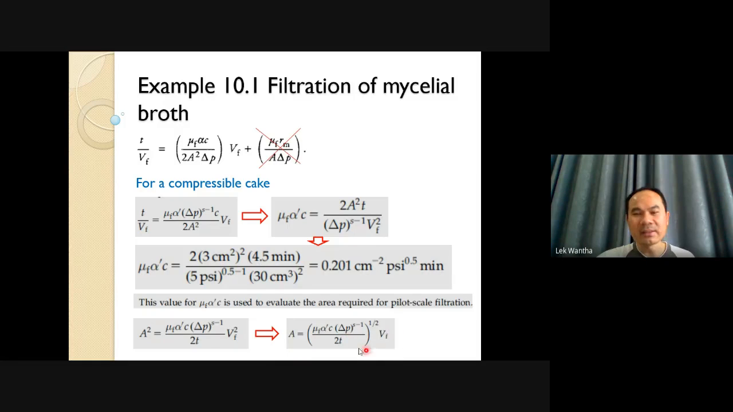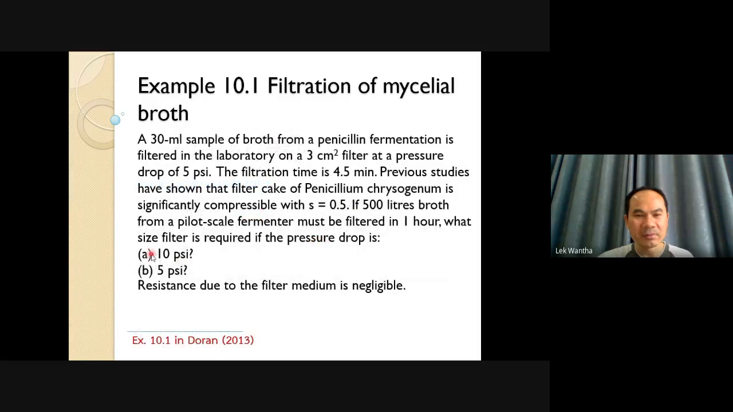So for this case, you use the concept that mu f, alpha, and c is constant. That's right. After small scale or large scale, and then you scale up to the pilot scale. This term is constant, the same value. Delta P, you know delta P. From the question we have 10 and 5.